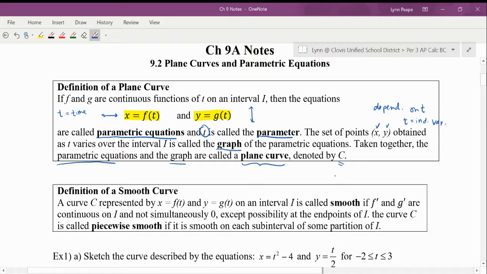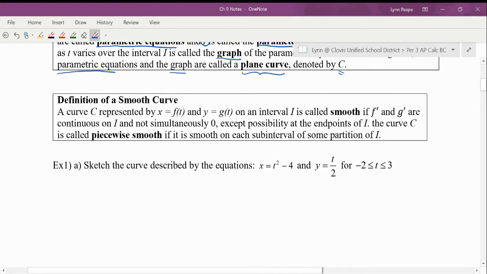So we're not going to go into great depth with parametric equations. We're just going to be looking at different pieces of it. So the definition of a smooth curve: when your curve is represented again by your parametric equations, so x and y, both dependent values on t, it is called a smooth curve if the derivatives of f and g are continuous on I, and not simultaneously 0. And that will come into play when we do derivatives.